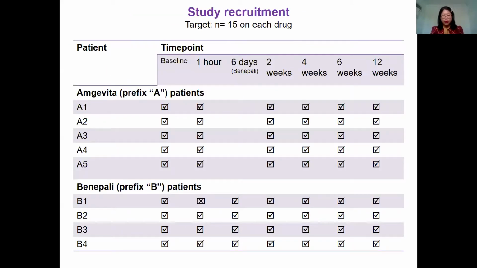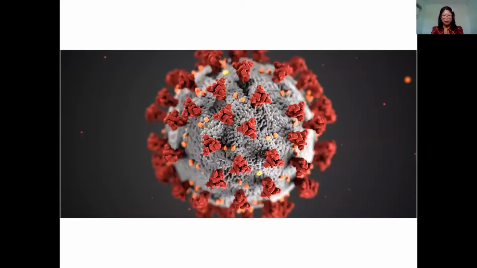So study recruitment was actually looking pretty good. My target was 15 patients for each drug. I got about a third of my target, and then coronavirus hit. All non-COVID studies were pretty much shut down, and I myself was seconded back to the NHS, and I had to go and work on the front line for 4 months. So nothing's really happened for a bit.